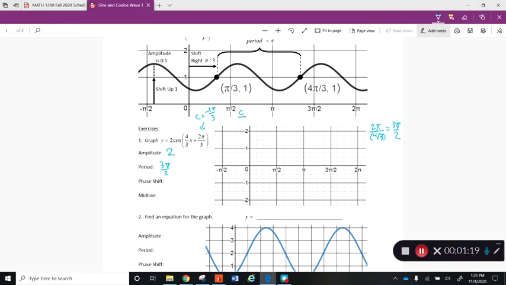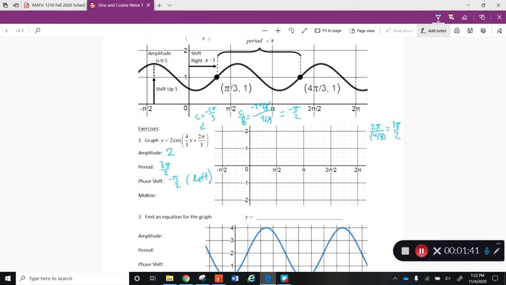So that means c over b is going to be negative 2 pi over 3 divided by 4/3. Now the thirds are going to cancel out, and you have negative 2 pi over 4, negative pi over 2. So phase shift, negative pi over 2. That means we're going left. Okay, the negative means left.